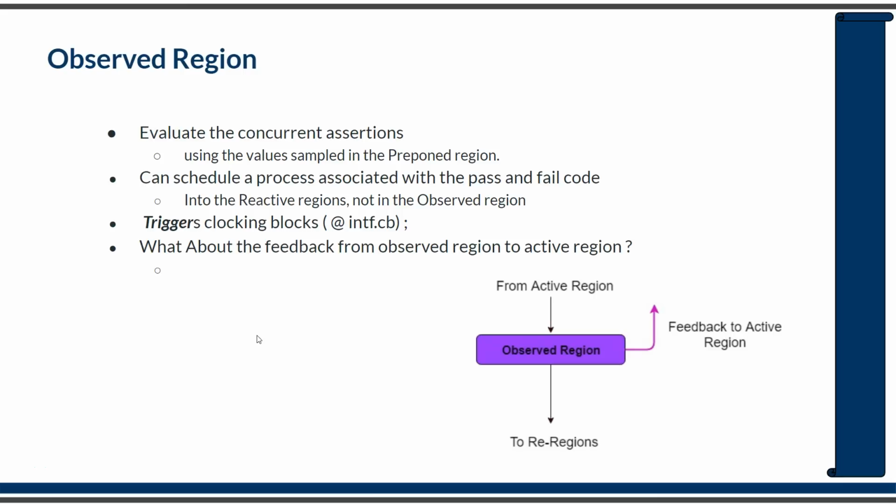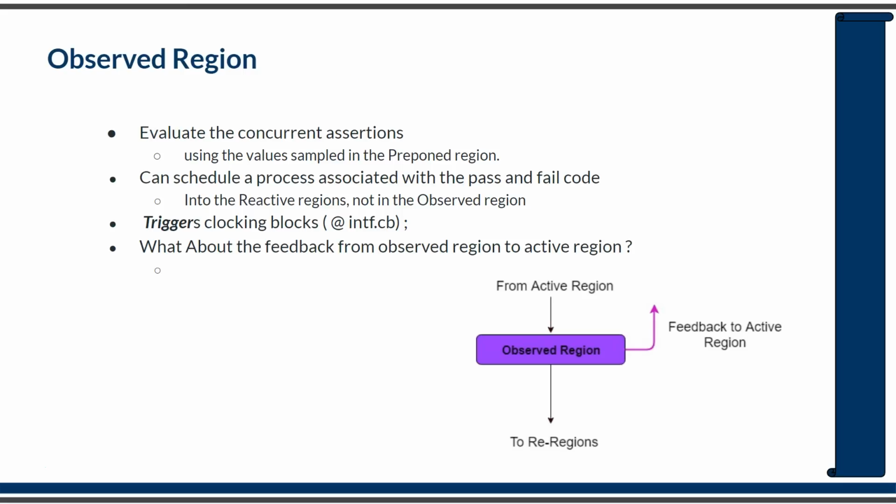Also note that this evaluation of concurrent assertions will take place with the values that are sampled in the preponed region. You have already seen that the preponed region is the place where all the variables used along with the concurrent assertions get sampled, and that value will be used to evaluate the concurrent assertions in the observed region. That means if that variable is updated between the preponed region and the observed region, that is, in any of the active region set, then that effect will not be considered in the evaluation of this current time slot's concurrent assertions.